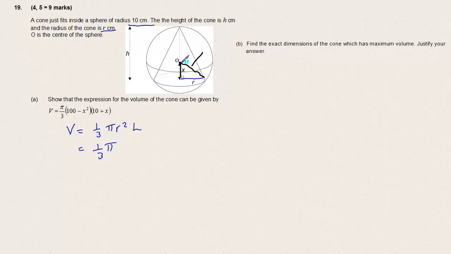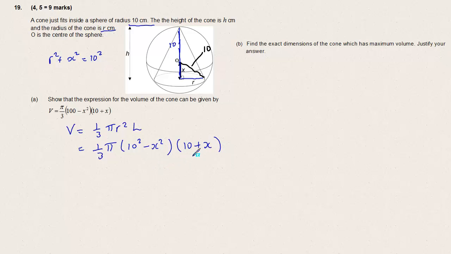So this is a radius, so its length is 10. It's also the hypotenuse of this triangle. So from Pythagoras' theorem, r squared plus x squared is equal to 10 squared. So r squared can be written as 10 squared minus x squared. Then if we look at this length here, from O to here is 10 and this is x, so that's going to be 10 plus x.